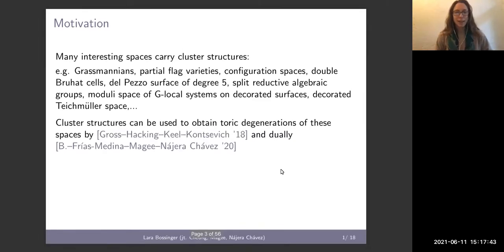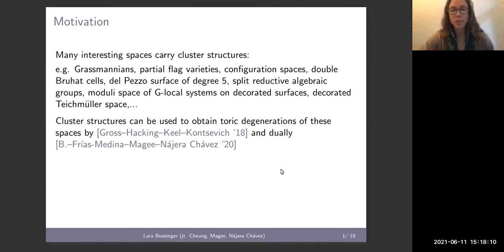So cluster varieties, or their cluster structures, can be used to obtain toric degenerations. The first construction here was given by Gross, Hacking, Keel, and Kontsevich in their paper that was published in 2018 for one type of cluster variety, but we will see that there's a dual notion, and the dual picture was established by my collaborators, Nathalie Chavez, Magi Frias-Medina, and myself in 20.